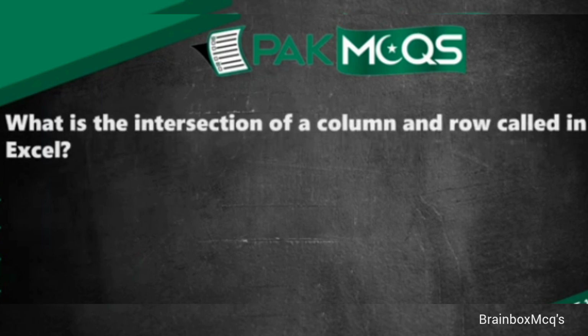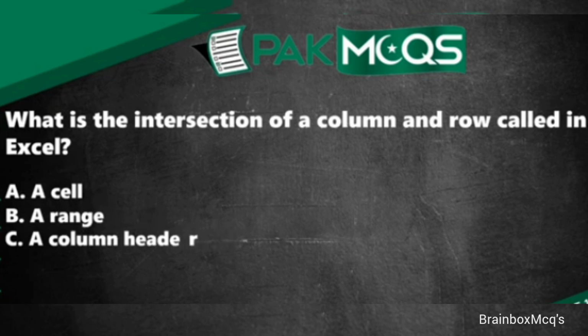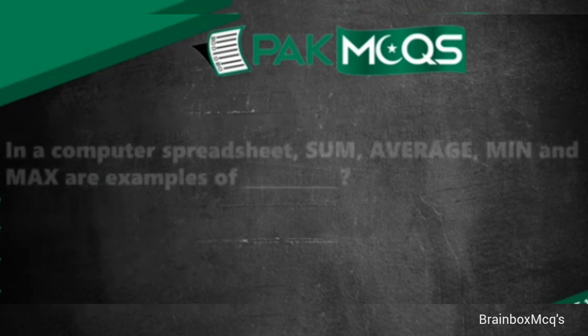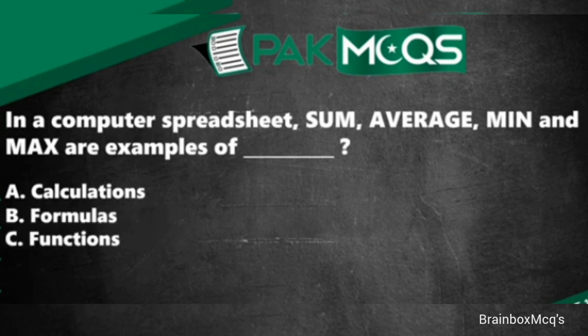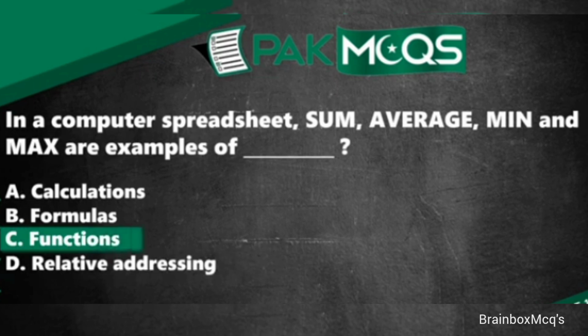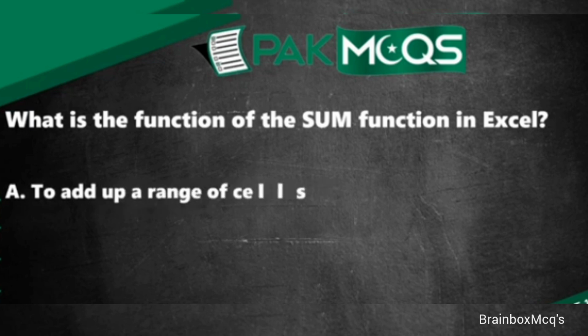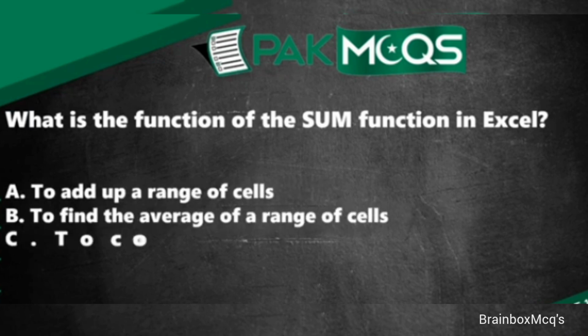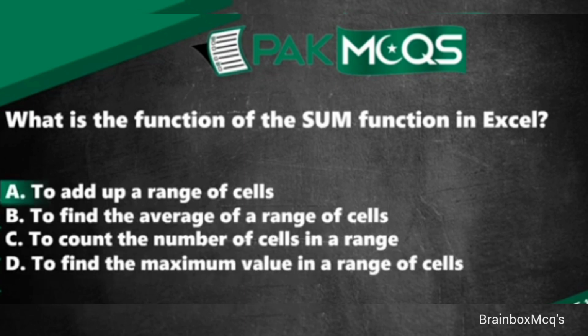What is the intersection of a column and row called in Excel? The right option is a cell. In a computer spreadsheet, sum, average, minimum and maximum are examples of dash. The right option is functions. What is the function of the sum function in Excel? The function of sum in Excel is to add up a range of cells.